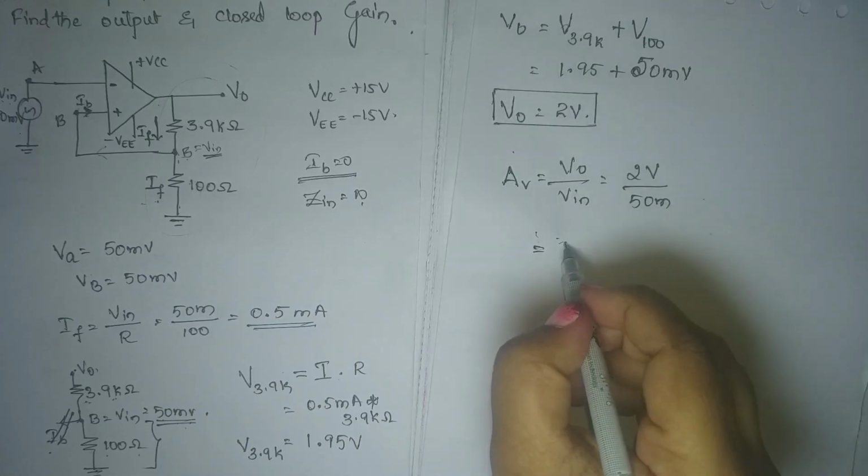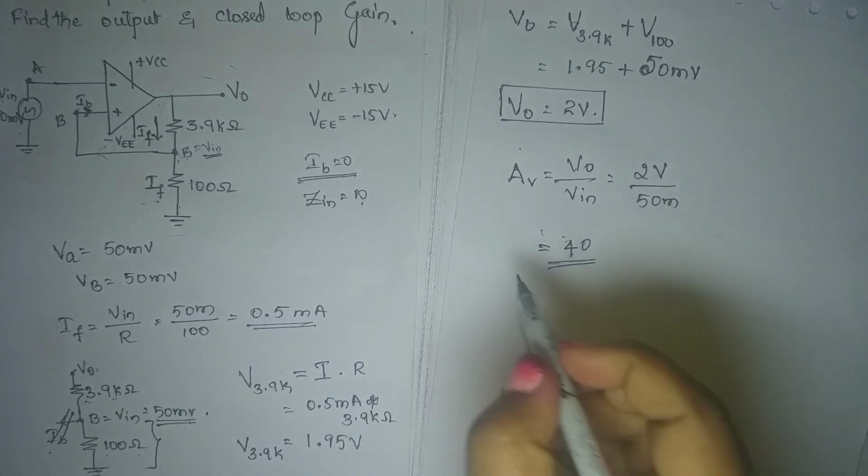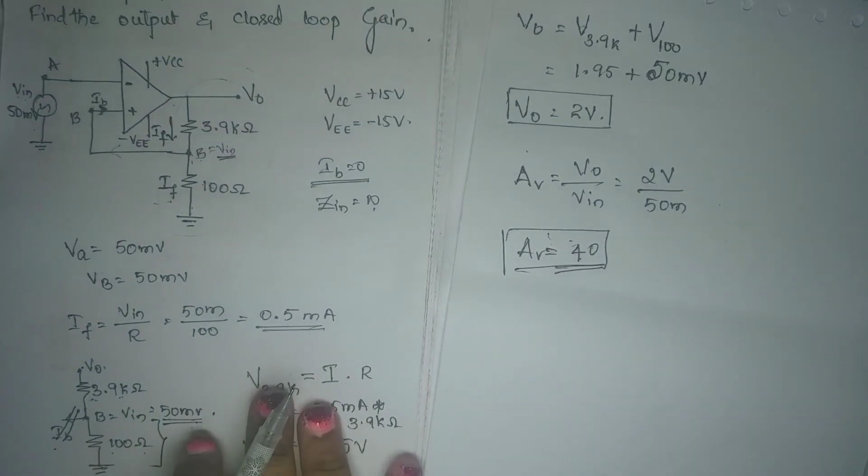So the value is equal to 40. 2 volt divided by 50 milli is equal to 40. So the open loop gain value is 40. So this is about the first problem.